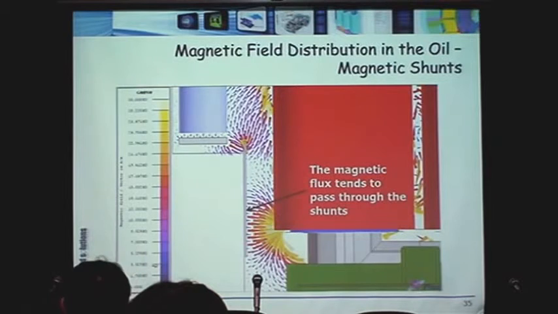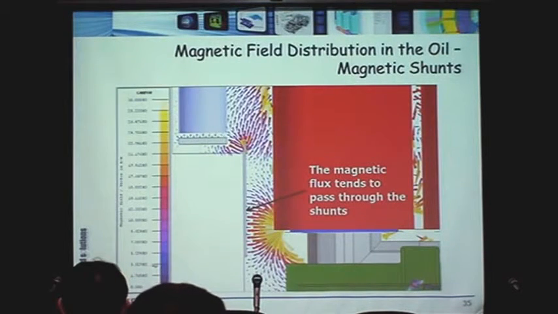And then let's do the last one, and in this case we have the shunt, and look how the flux density has actually gone down. What's happening is that the flux is basically channeled by the shunt, and nothing goes to the tank.